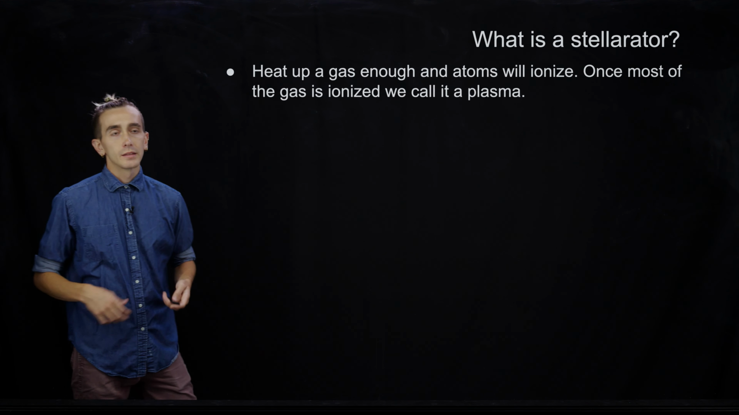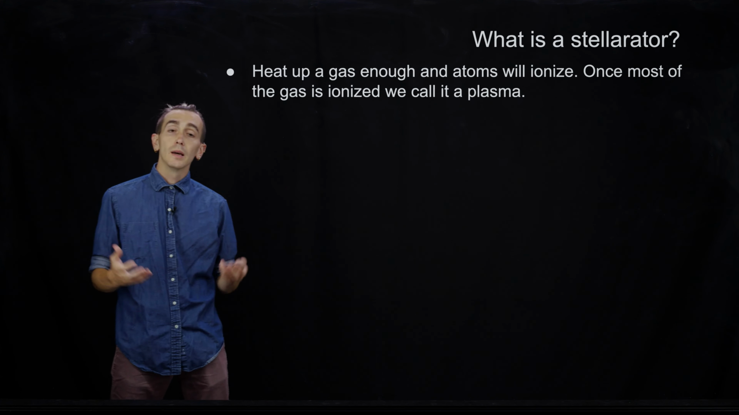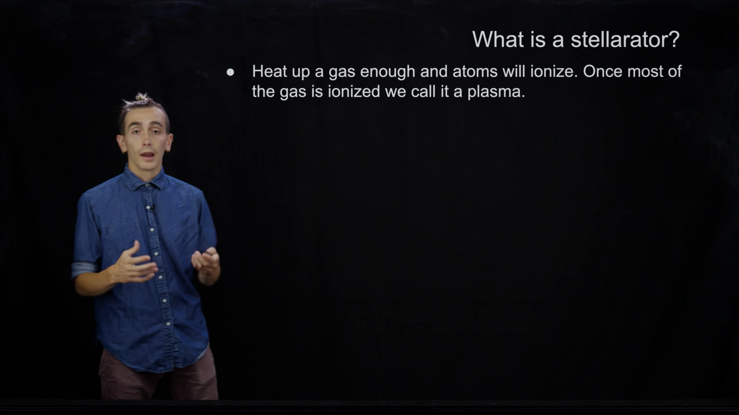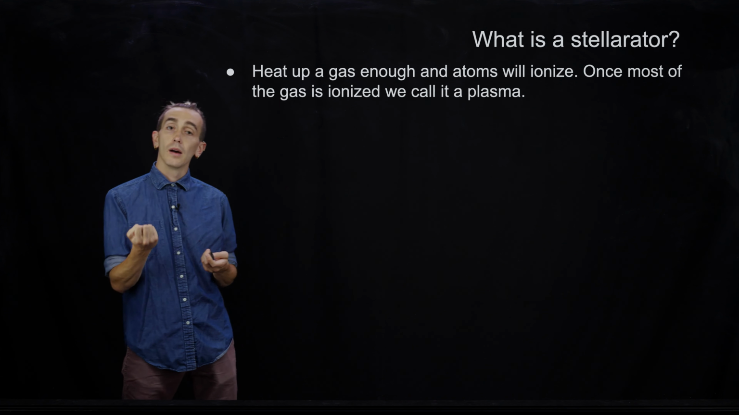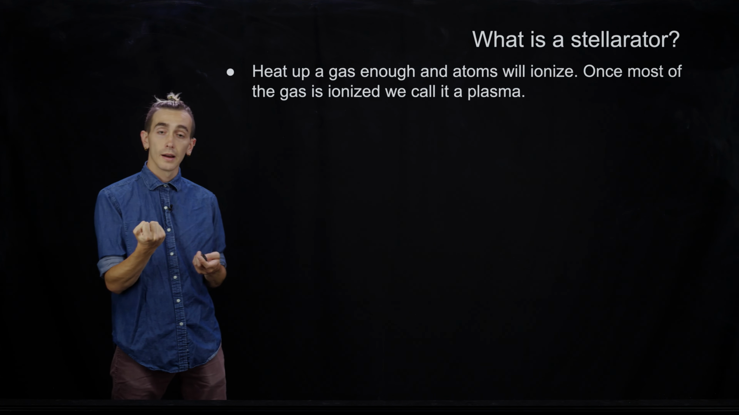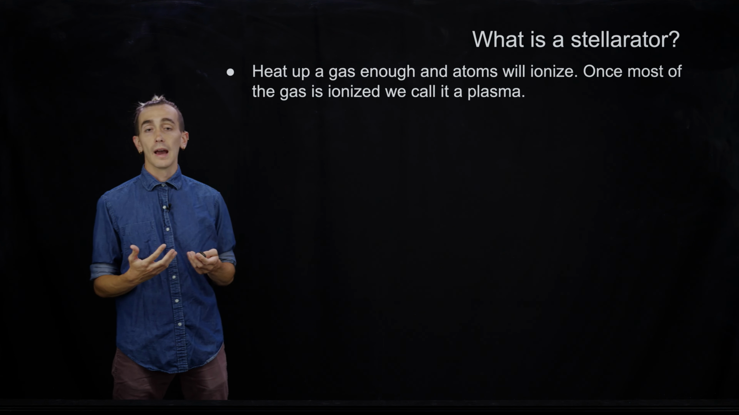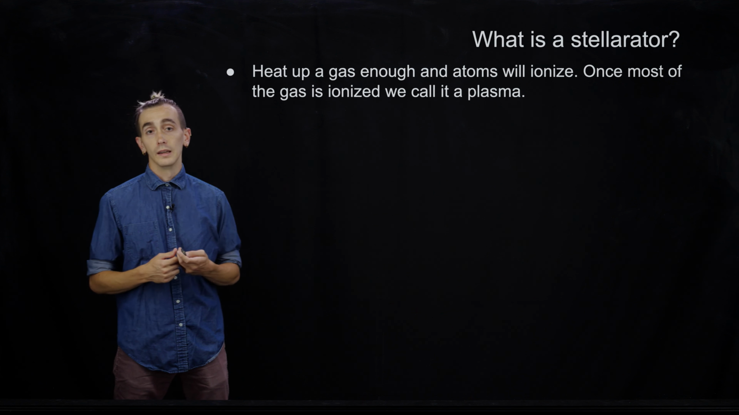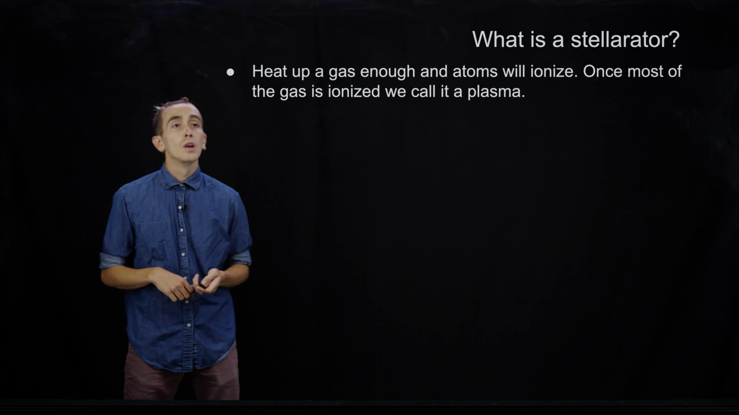So let's start with some basics, and then we're going to ramp up. So what's a plasma? Well, a gas is just a bunch of neutral atoms, and if you heat it up enough, electrons pop off those atoms, and now we have positively charged ions and negatively charged electrons. Once most of the atoms have undergone this process, we call it a plasma, because it's mostly ions and mostly electrons.